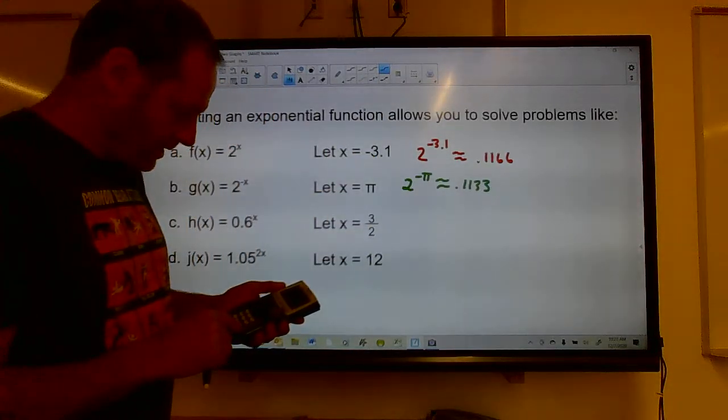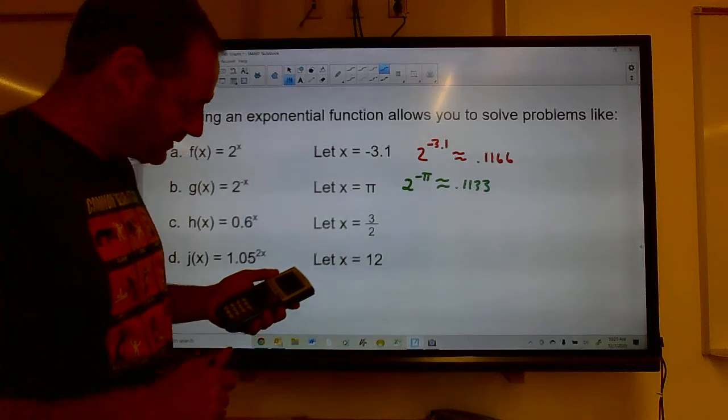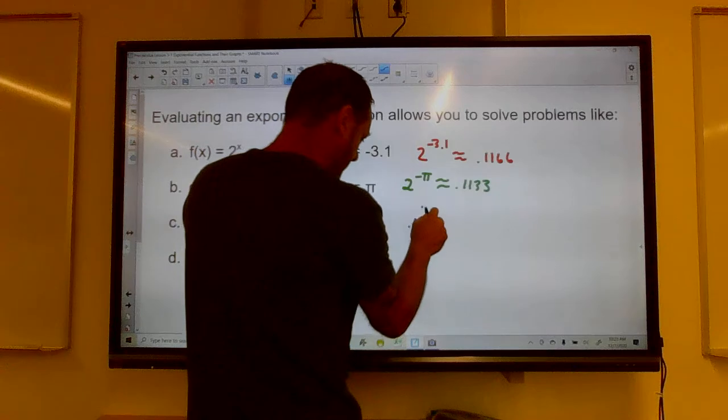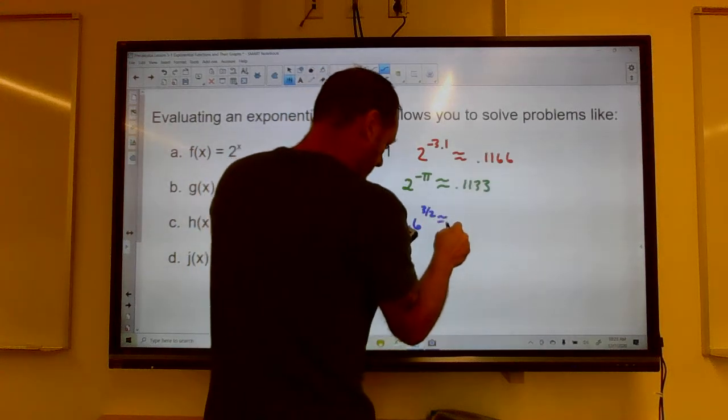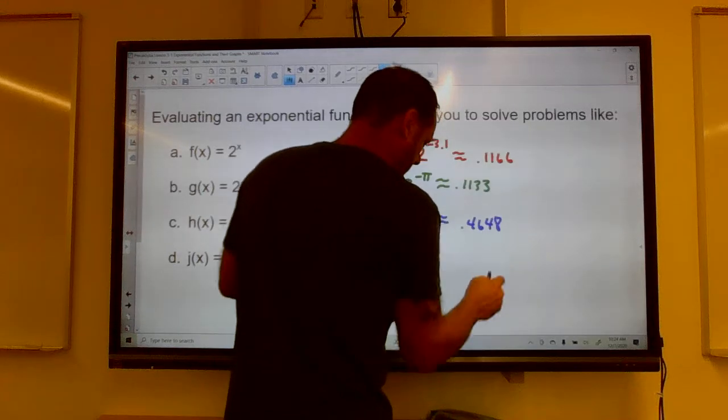So you would have to put it in parentheses if that's the case. I don't have to on this one. So 0.6 to the 3/2 is approximately 0.4648.